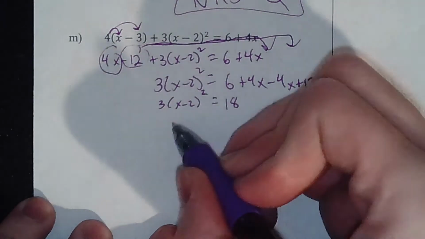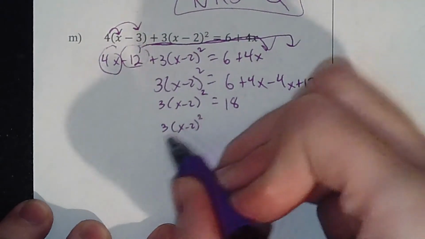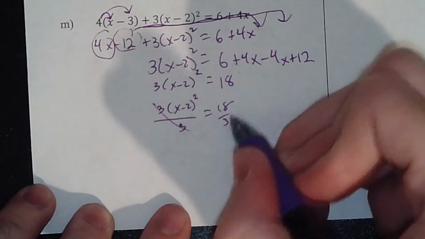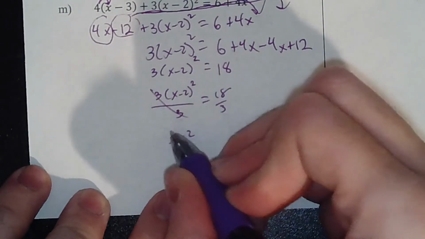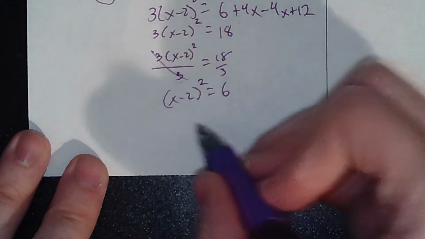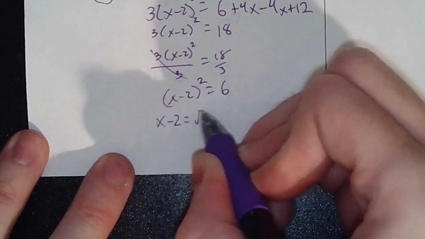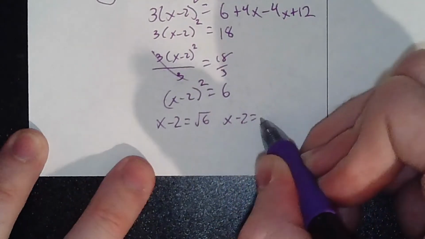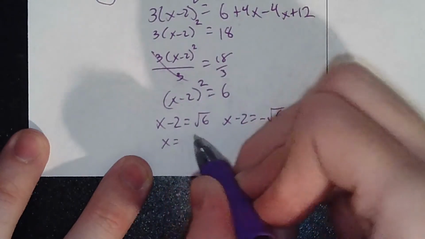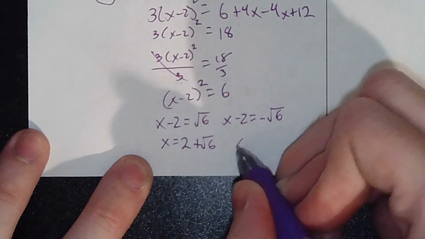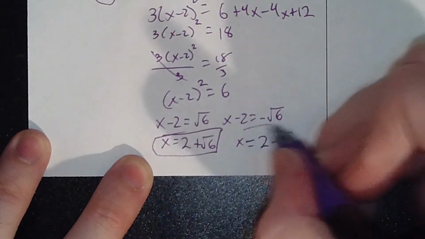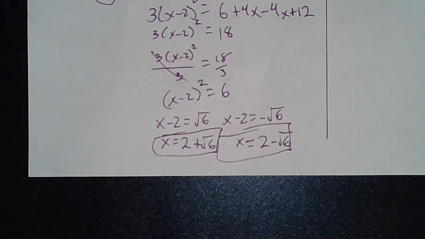Now we can divide both sides by 3. So 3 times x minus 2 squared divided by 3 equals 18 divided by 3. 3's cancel, and you get 6 for this guy. So x minus 2 squared equals 6. We are almost done. x minus 2 equals the square root of 6, and x minus 2 equals the negative square root of 6. And therefore x equals 2 plus the square root of 6, and x equals 2 minus the square root of 6. Took long enough, but we got it done.